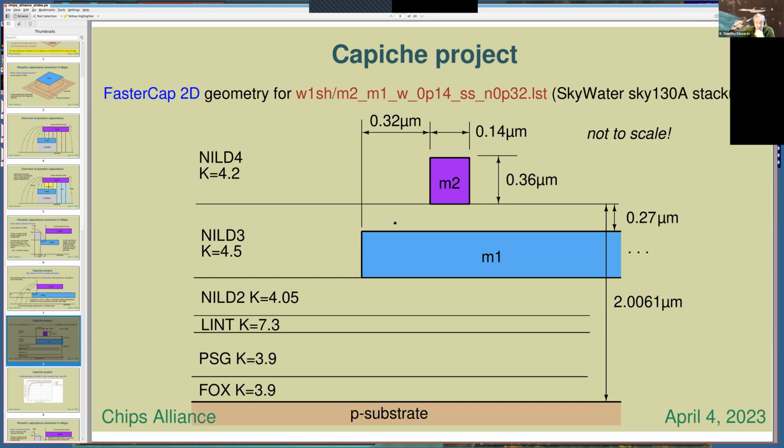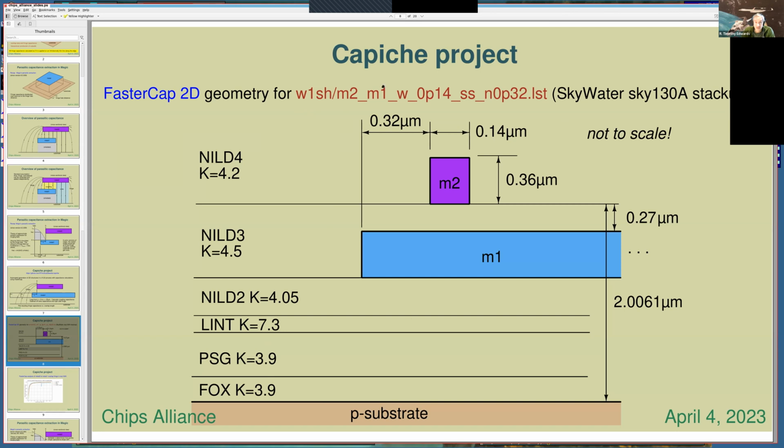So this is what the input file to FasterCap looks like graphically. I've got one metal layer described here, all my dielectrics with all their values put in, and the substrate underneath. That's what goes into FasterCap. This is a visualization of it.